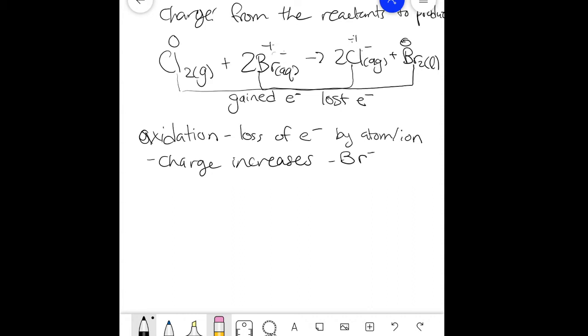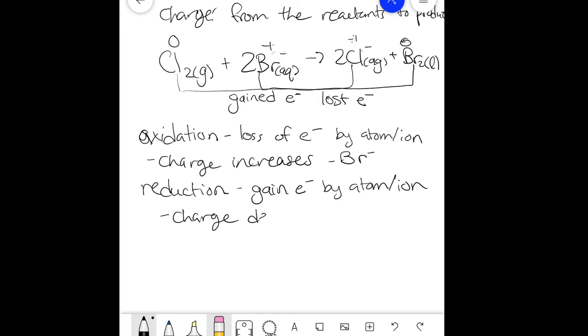The opposite of oxidation is reduction, and that is when electrons are gained, and your charge, as the name suggests, decreases, reduces. So in our original example, that's what would have been chlorine.